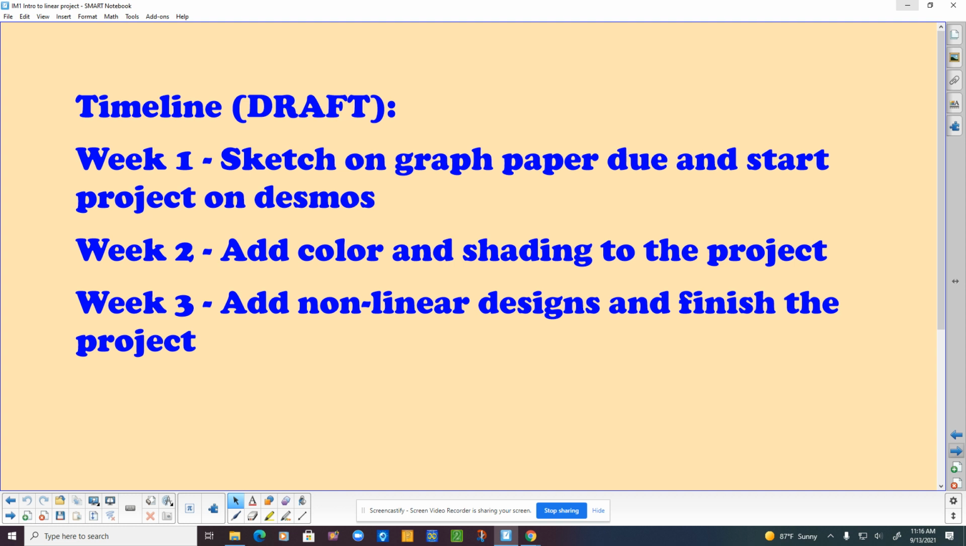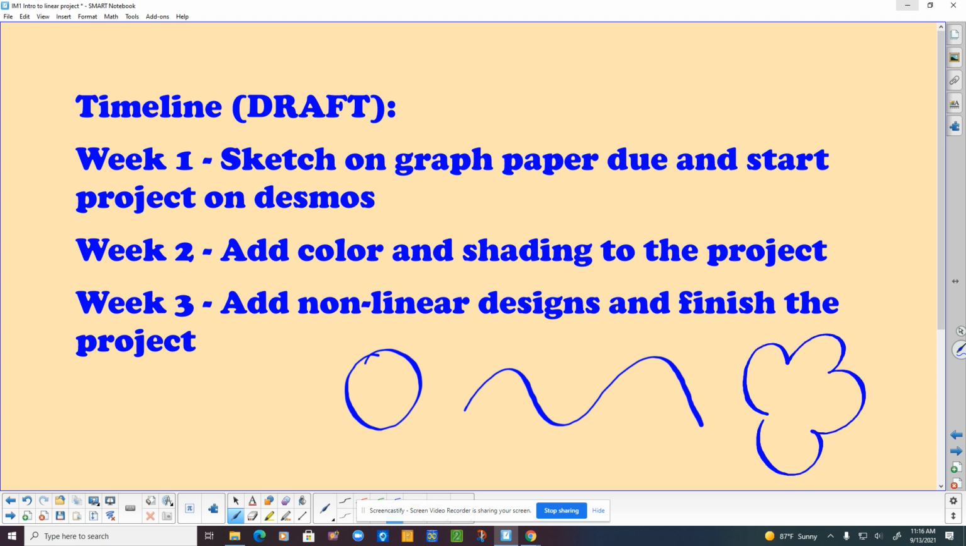Week 2, you're gonna be adding color, finishing up all your lines, and adding shading to the project. I'm gonna teach you how to add shading during week 2. And week 3, you're gonna add some non-linear, which means stuff like this: a circle, a curve, something that's not a straight line. You're gonna need some of these.